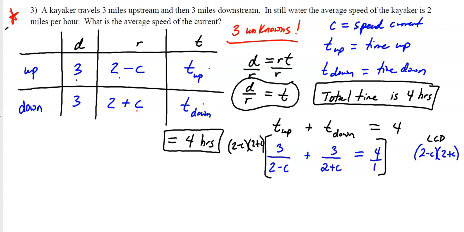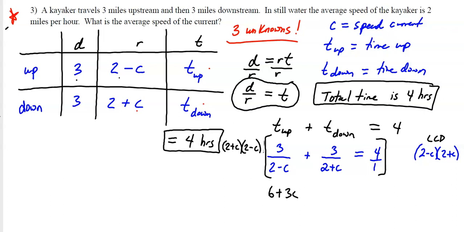So in the first expression there, the 2 minus c's cancel out. So I'm going to have 6 plus 3c. And I don't really like how that looks. It's kind of smashed in there. So let me just write it out a little bit better. 2 plus c, 2 minus c.